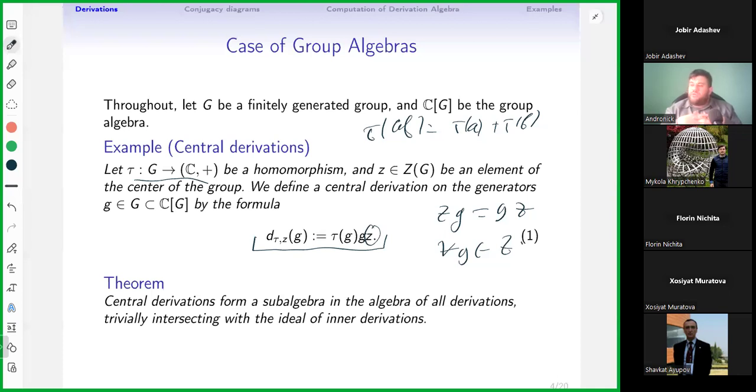Then you find on it some characters. These are some specific functions, and these functions describe derivations. Inner derivations, for example, are one class of such characters. Central derivations are another class of such characters, and you have to find out if there are any other characters except these two types. So this is the plan. This is the main method.